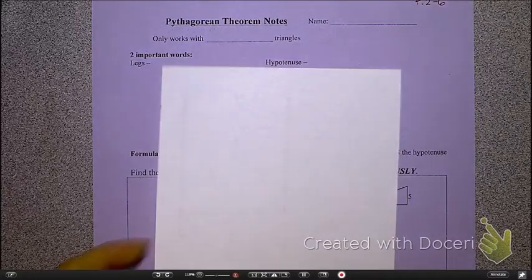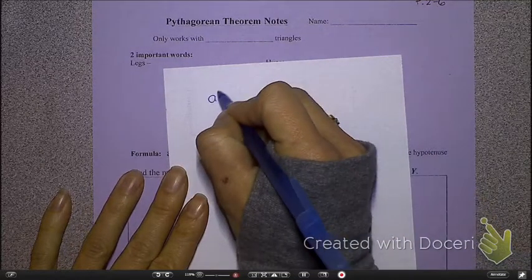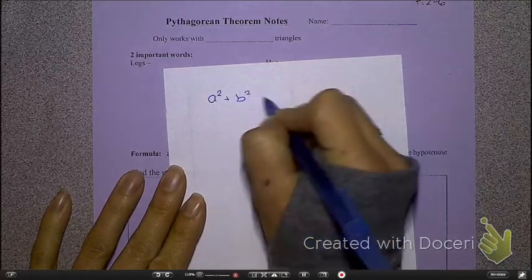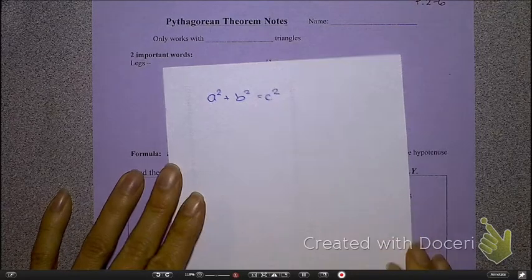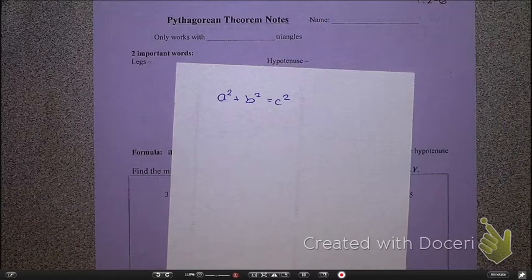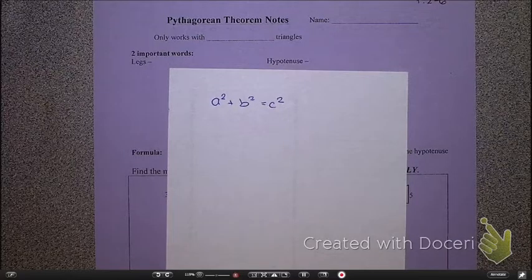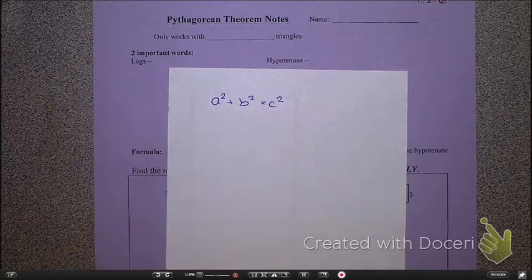Okay, so you're very close. Yeah, a squared plus b squared equals c squared. This is what a lot of us remember about Pythagorean Theorem, right? This formula, a squared plus b squared equals c squared, okay? Now, Pythagorean Theorem has to do with this formula, but it is in regard to a certain type of triangle.